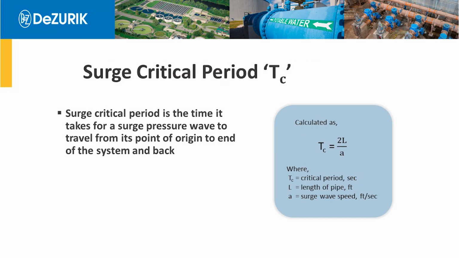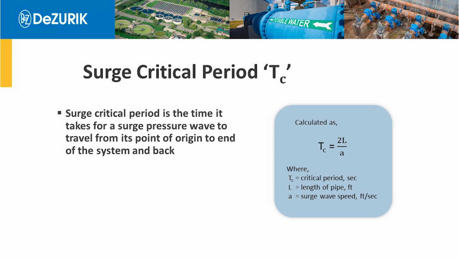The next thing that we look at when we do our surge calculations is something called the surge critical period, which is designated by T sub C. And T sub C, or surge critical period, is one round trip of the surge wave. And as we saw earlier in that animation, we had the negative pressure wave travel down to the tank. It reflected off the tank and came back to the pump station. That's the critical period. That's one round trip for the surge wave.